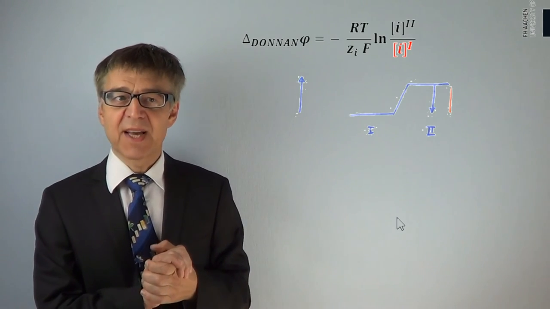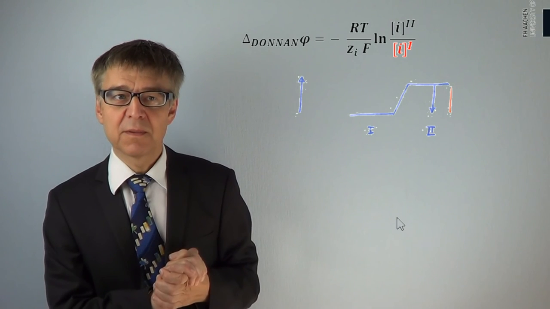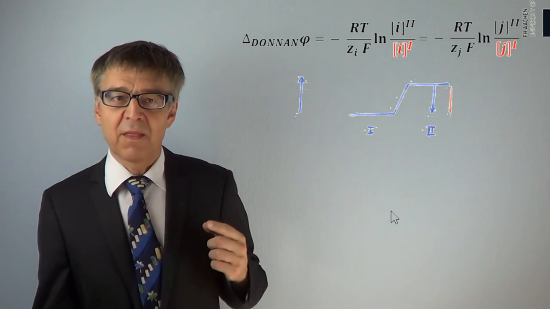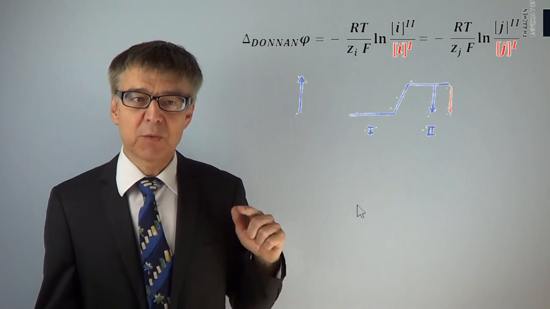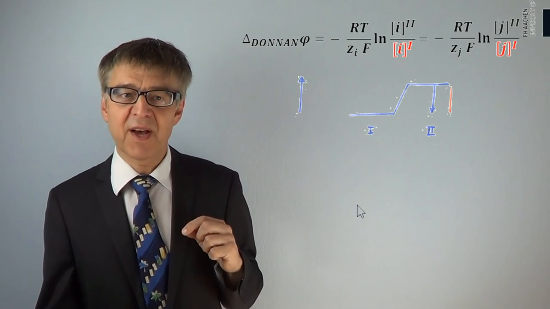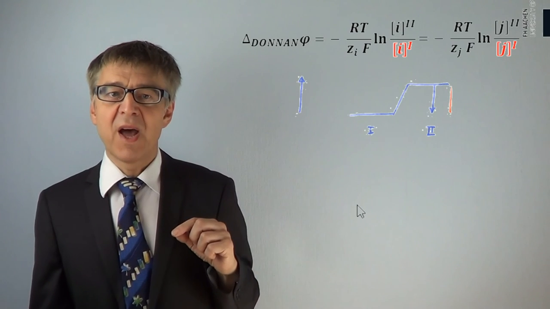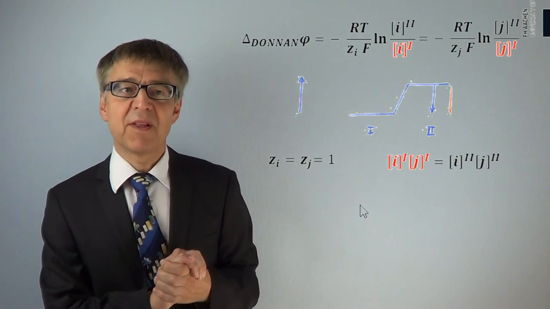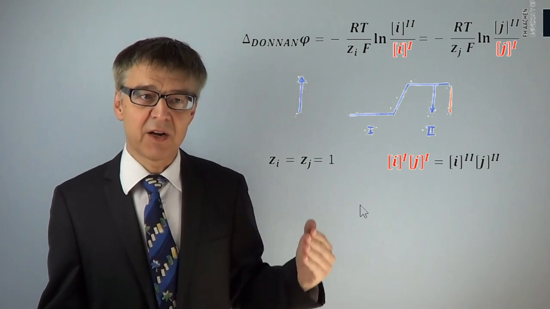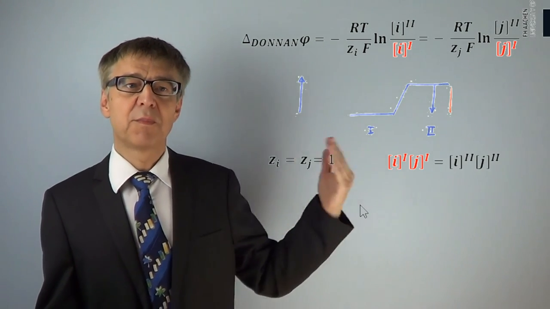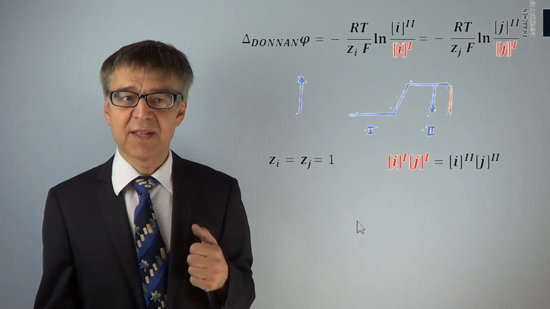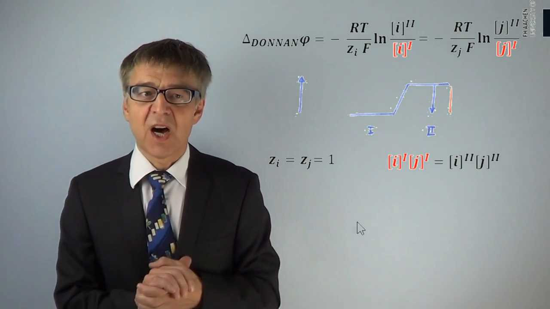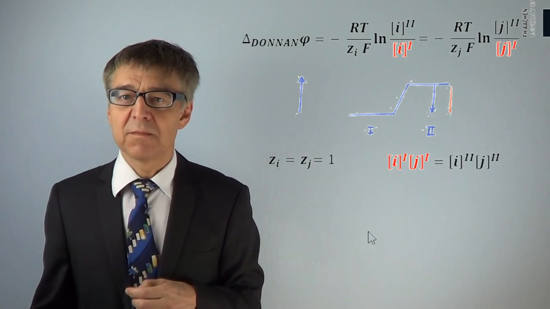If more ions can permeate the membrane, this equation is valid for each ion. There is thus a relationship between the concentrations of these ions, which is referred to as the Donnan equation. The product of the concentrations of these ions on the left-hand side of the membrane is equal to the product of the concentrations of these ions on the right-hand side. Donnan potentials are important in biochemistry.